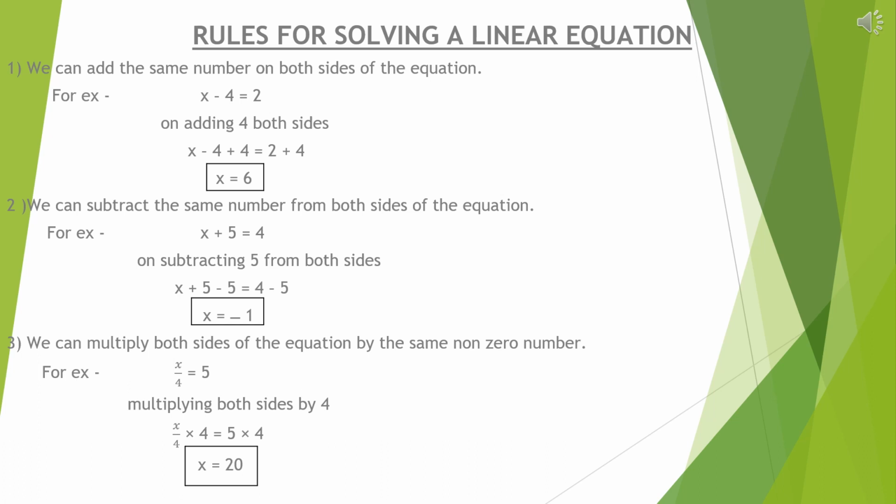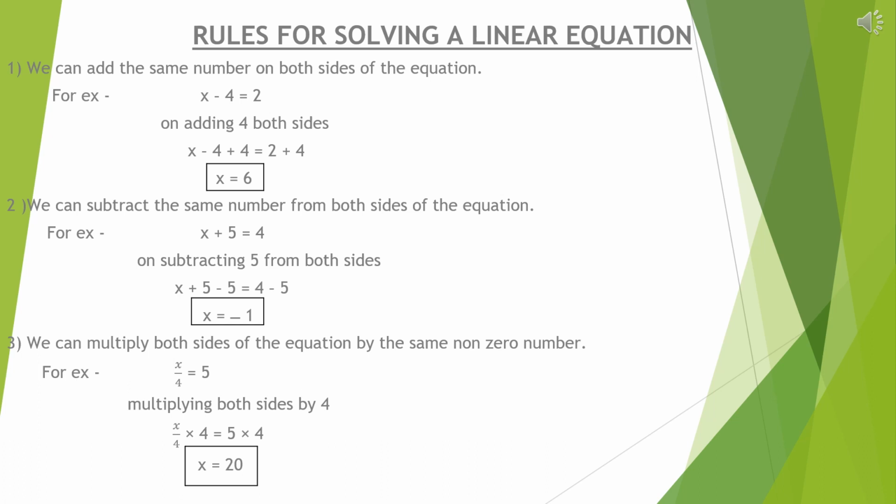There are some rules for solving linear equations which are applicable only in the balancing method. Rule 1: We can add the same number on both sides of the equation. For example, x minus 4 equals 2. In this equation, in the LHS, we have minus 4. So for removing this, we have to add plus 4. After addition, we will get x equals 6.